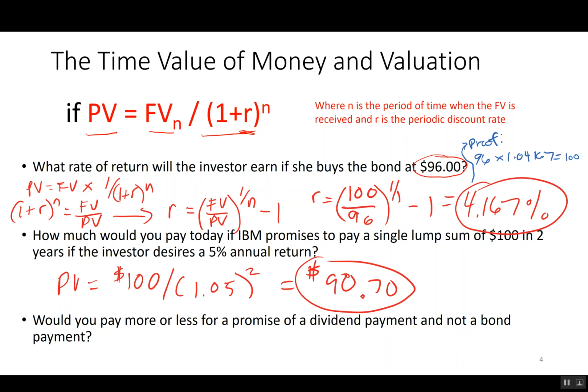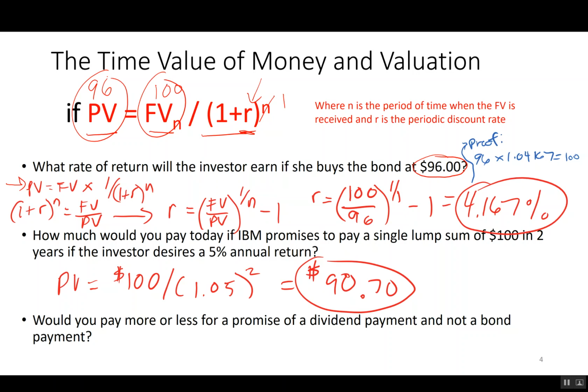So in other words, if I pay $96 for a $100 promise 1 year from now, I could solve this equation for R. Well, let's do that more generally. So I'm going to rewrite my equation. Present value equals future value times 1 over 1 plus R to the n. That's just another way of writing future value over 1 plus R to the n.